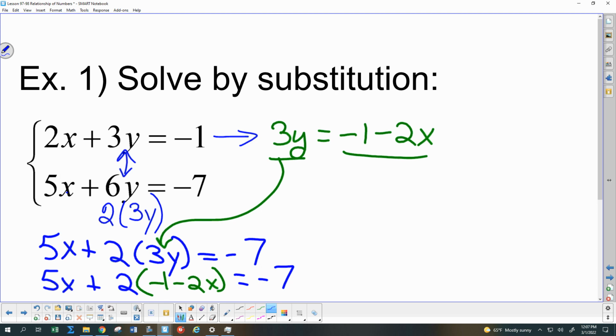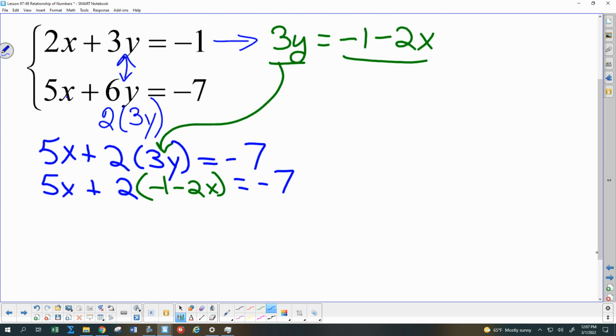And now I would like for you to finish solving for x. Stop when you get to x, and we'll check and make sure we all got that right, but this should be pretty easy for you at this point.